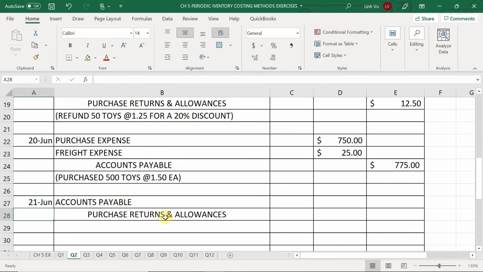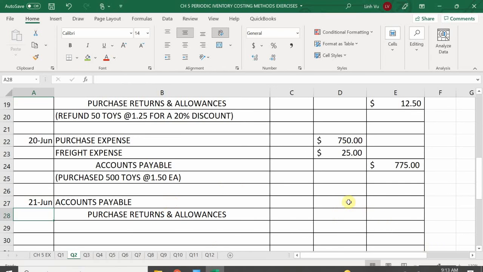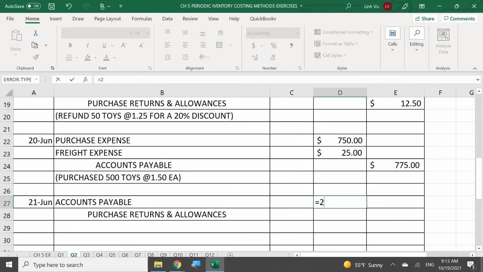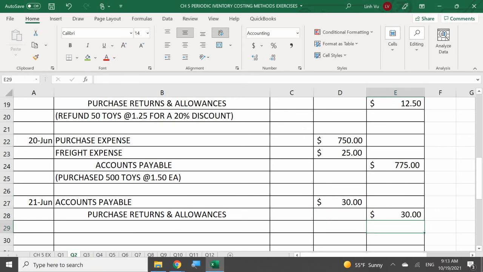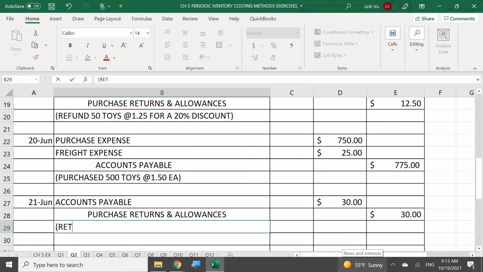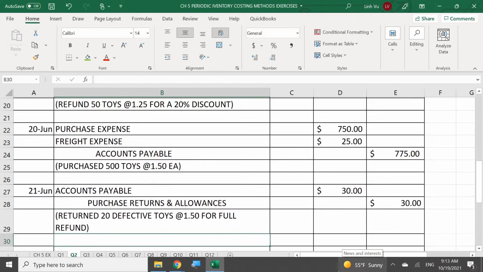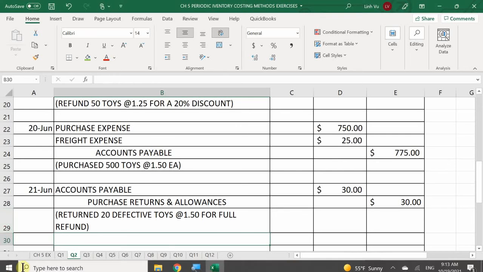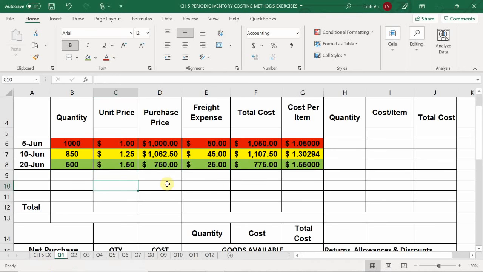So 21st of June, okay? So what is the number that you figured out? So 20 times $1.50, $30. Good, $30. Okay. And then returned 20 defective toys at $1.50 for full refund. Okay, good. So let's go ahead and plug that in once again into my inventory worksheet.